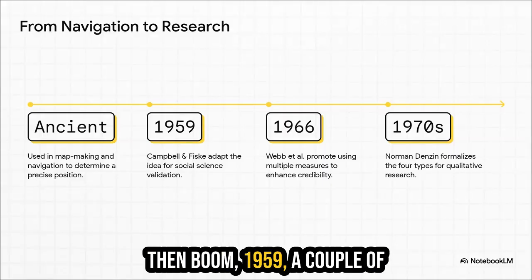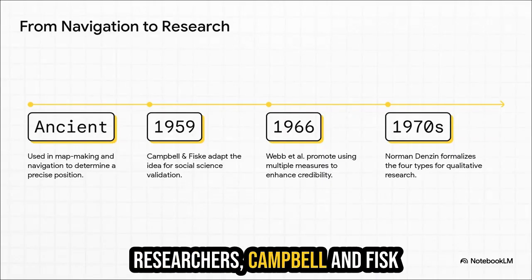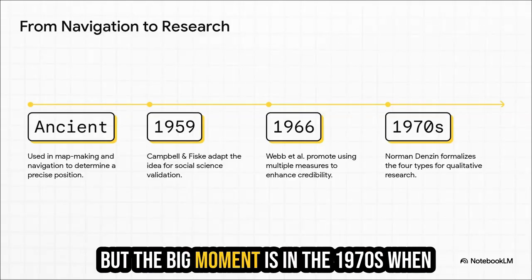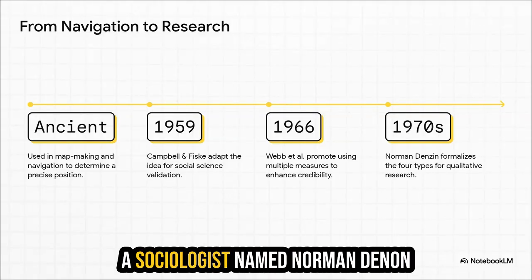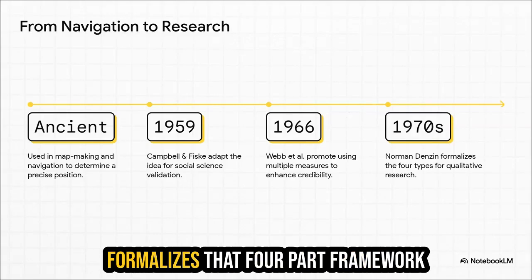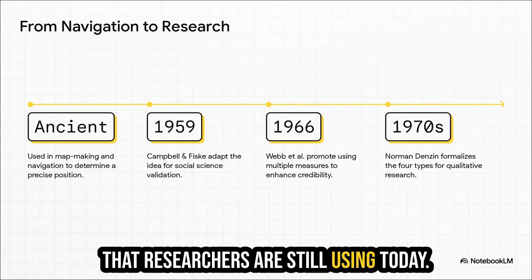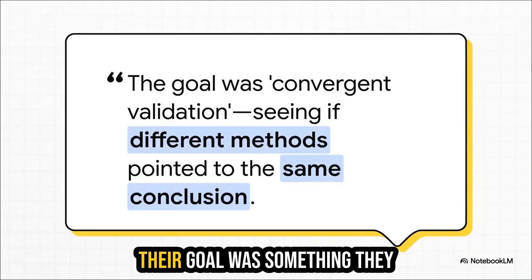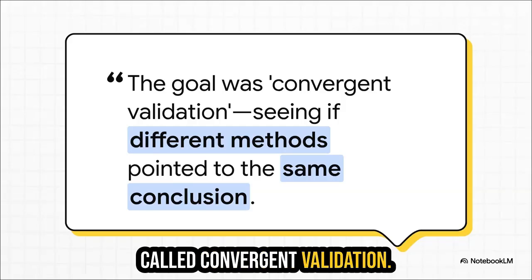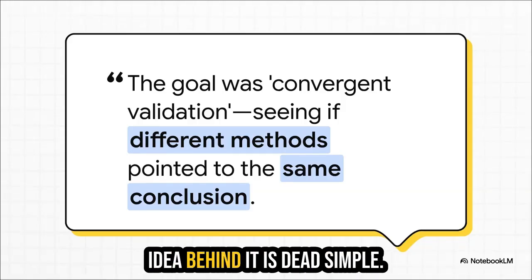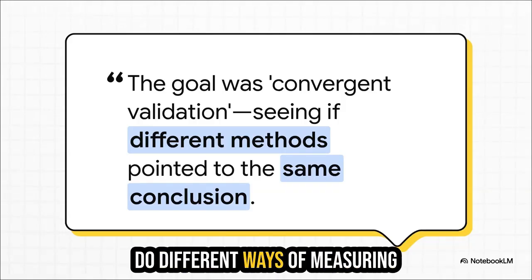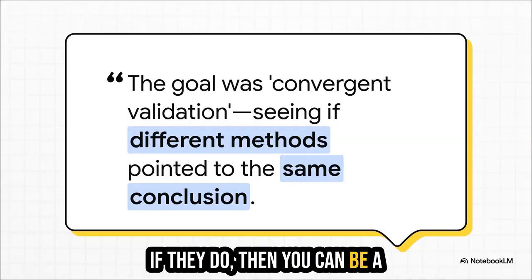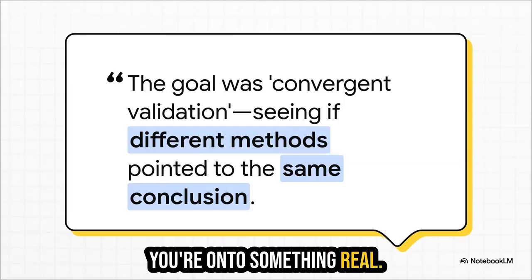Then, boom, 1959. A couple of researchers, Campbell and Fiske, adapt the idea for social science. Others start to build on it, but the big moment is in the 1970s, when a sociologist named Norman Denzin formalizes that 4-part framework that researchers are still using today. So when Campbell and Fiske first brought this idea over, their goal was something they called convergent validation. It's a fancy term, I know, but the idea behind it is dead simple. Do different ways of measuring the same thing all point to the same conclusion? If they do, then you can be a whole lot more confident that you're onto something real.